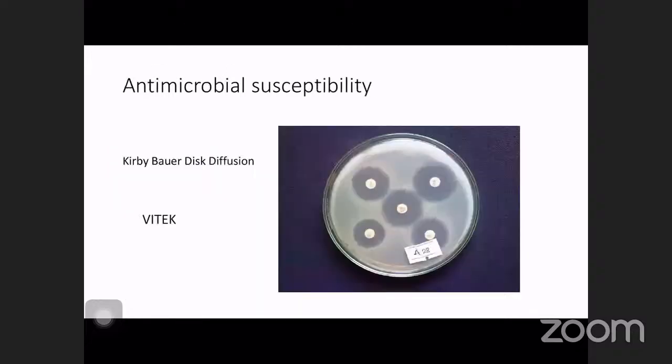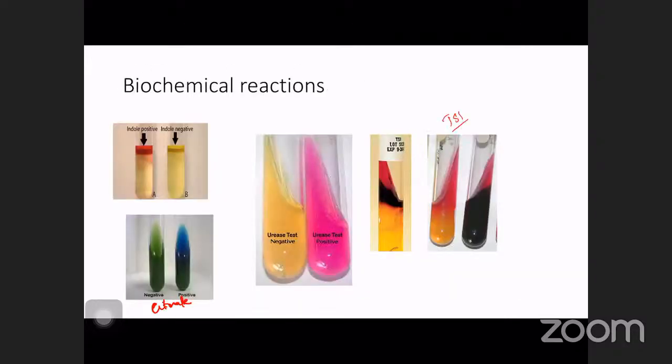And this is the TSI medium. So in TSI, what are the things you are going to see? You have a butt and a slant. So you are going to see the acid production. If it is entirely acid, you call it A by A. Whenever there is acid production, there will be a change in pH, and therefore it will change into yellow in color. So once the entire tube is yellow, you label it as A by A. Here the upper part, the slant, is alkaline and the butt is acidic. So pink and yellow, you call it K by A.